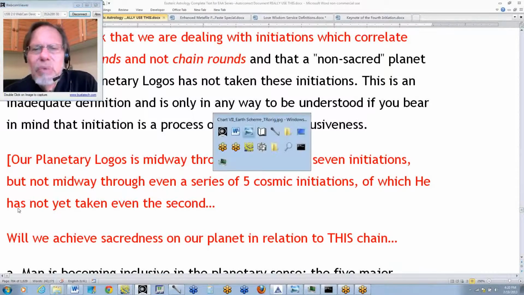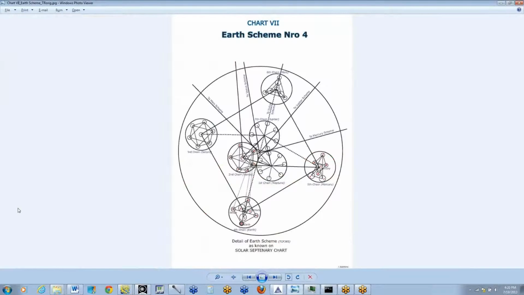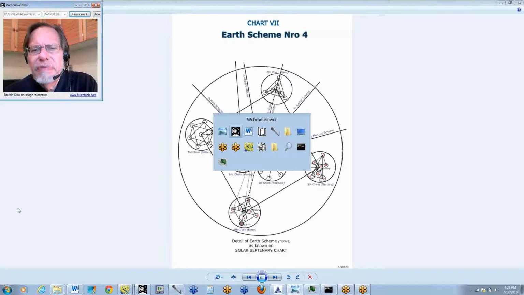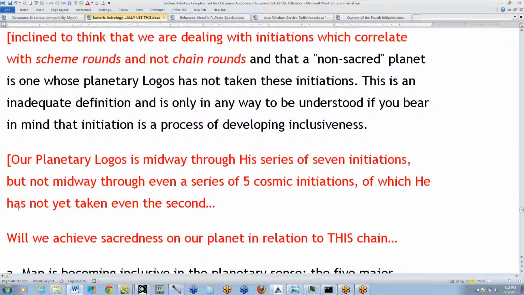And then we haven't even moved in our 4th scheme round to the Mercury chain, to the Mars chain, and to the Jupiter chain, as they are here listed. And the duration on each one of those in the 4th scheme round could be very lengthy. So it could be a very long time before our planetary logos is a sacred planet, if cosmic initiations are the ones which have to be taken.